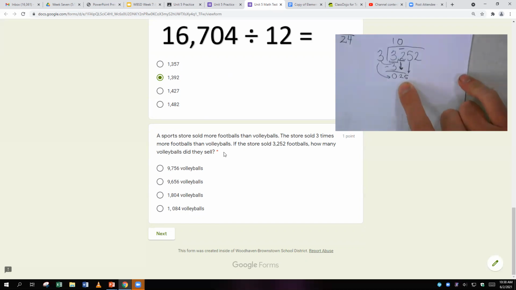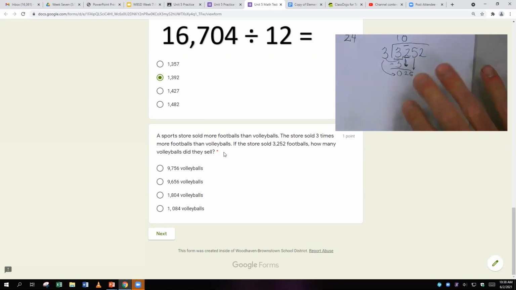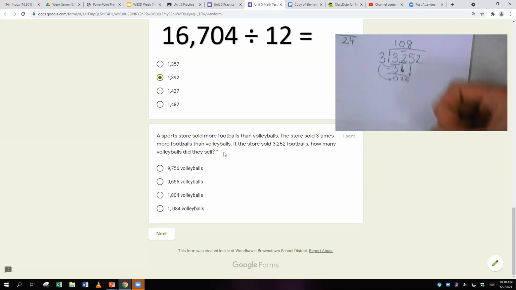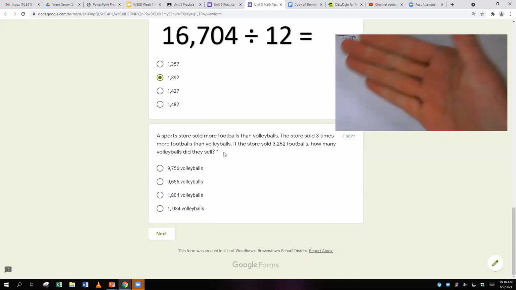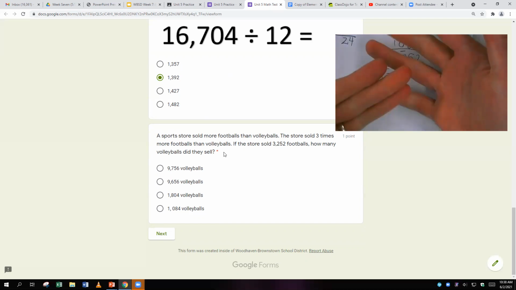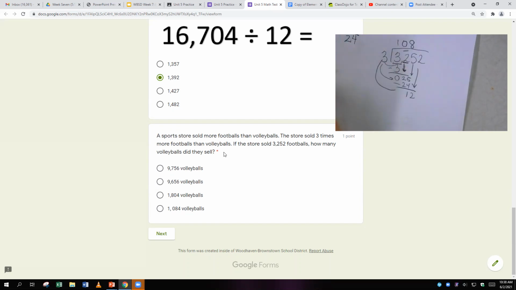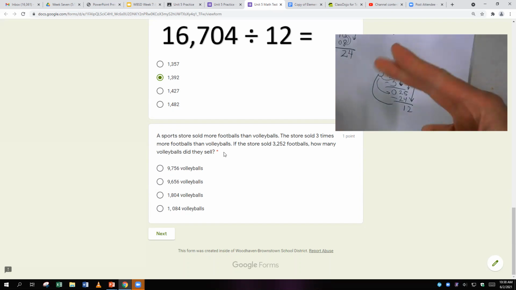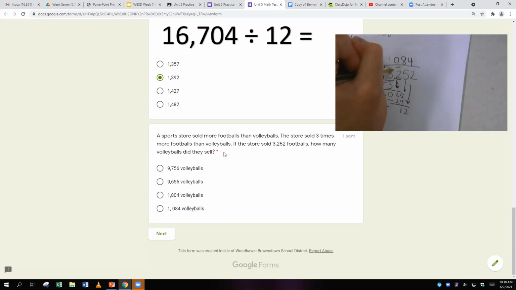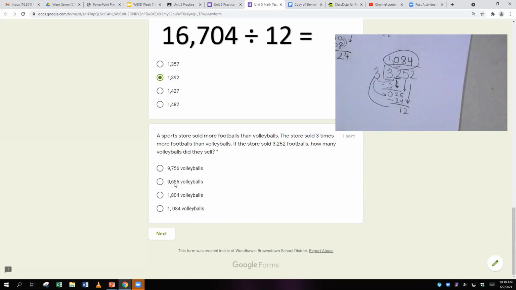So if you have the 200s, the 5 10s, that's 25 10s. How many 3s can you pull out of 25? Well, if you count by 3s, 3, 6, 9, 12, 15, 18, 21, 24, it's 8. What's left over? 1. And then how many 3s go into 12? Well, 4. 3, 6, 9, 12. What's left over? Nada. That's perfect. 1,084.